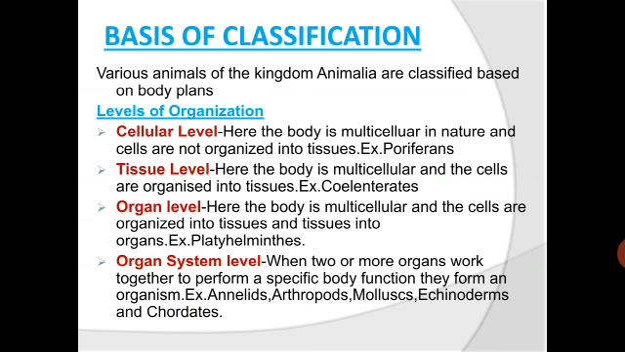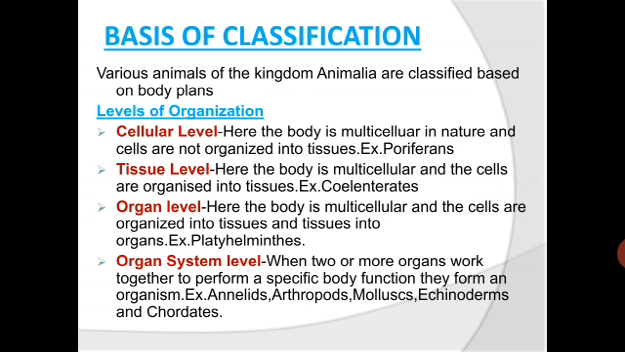Coming to the basis of classification, various animals of kingdom Animalia are classified based on body plans. Firstly, looking at the levels of organization, the first one is cellular level. Here, the body is multicellular in nature and cells are not organized into tissues. So the body is multicellular in them, but the cells here are not organized into tissues, and hence it is called the cellular level of organization. This type of organization is seen in poriferans.